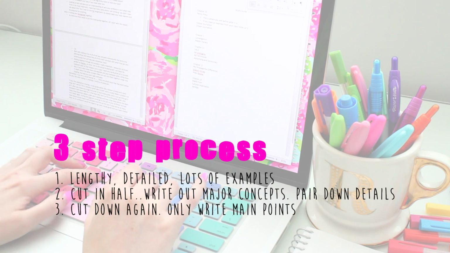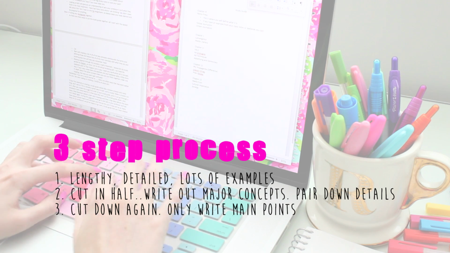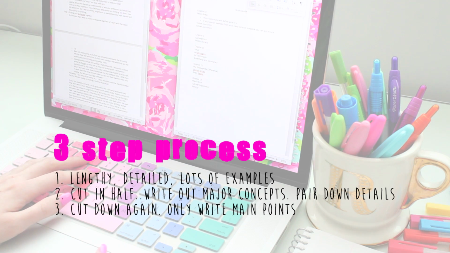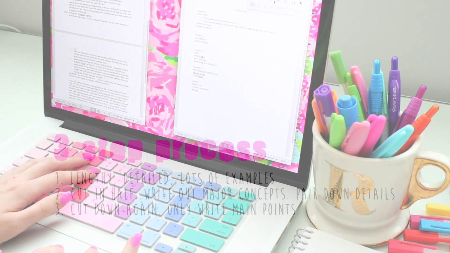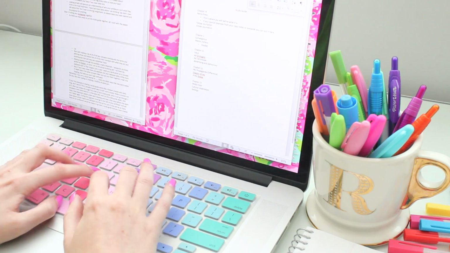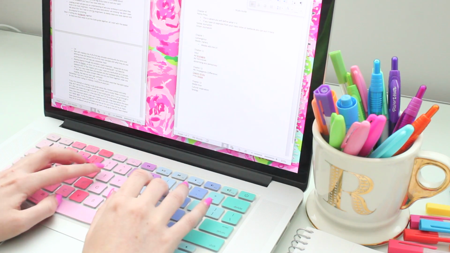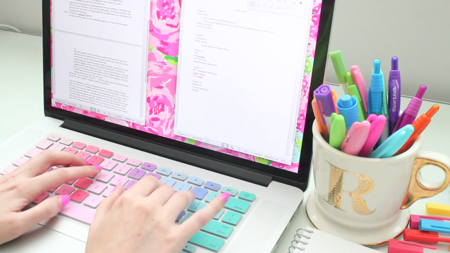The reason that this is a really helpful way to study is that it forces you to rewrite the information in your own words multiple times, which would hopefully help you remember it. And by the third time that you write it, hopefully you'll be able to not have to look at anything and you'll know it. And it's a great way to study.